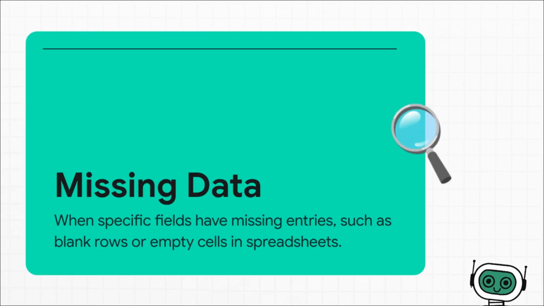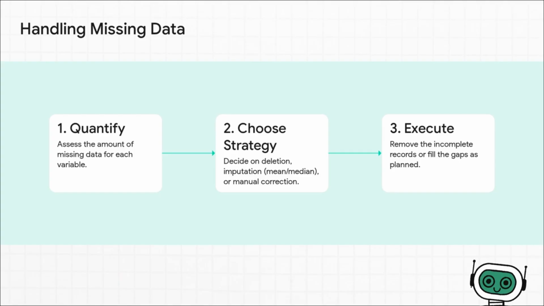And finally, our third ailment, completeness errors. This is just a formal name for missing data. You see it all the time, those empty cells in your spreadsheet where a value should be but just isn't. Handling missing data is a bit of a judgment call. First, you have to quantify the problem. How much is actually missing? Then you strategize. If it's just a tiny fraction of your data, maybe you can just delete those rows. But if it's a lot, you might need to try imputation, which means filling in the gaps with a reasonable guess, like the average value. Then you execute your plan.